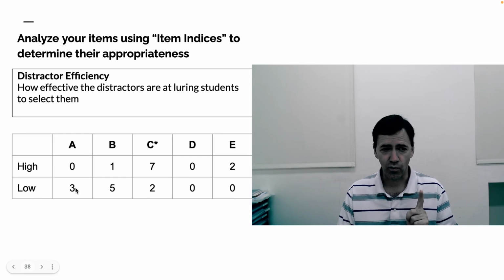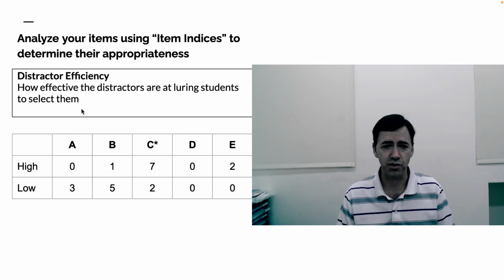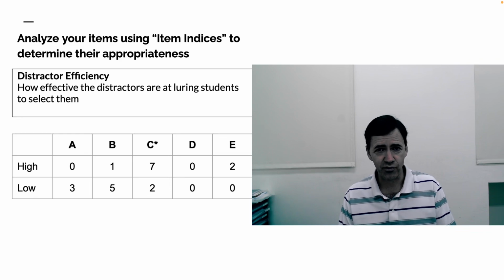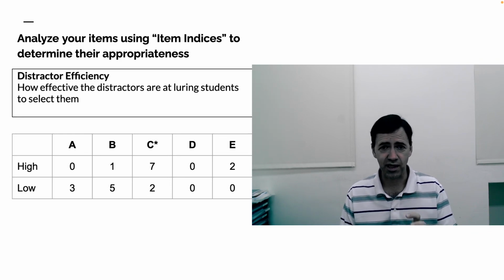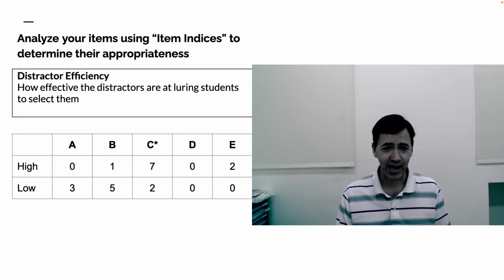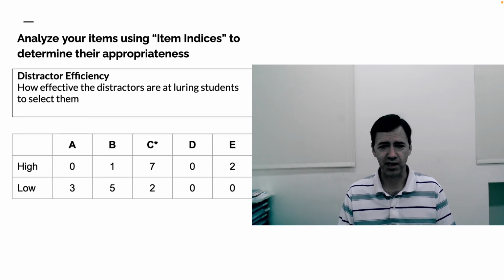Okay. So what we're looking for here with distractor efficiency is how effective they are at luring students to select them. So obviously what you should see is more low-level students choosing the other distractors and the high-level students will select them less. That is the most commonsensical way to look at this. And on the correct answer, you should have more high-level students getting it correct than low-level. That's the way that it should work, right? So this one, I think, is any teacher, you can do this after you give your test, and you can really analyze the way that your test looks.